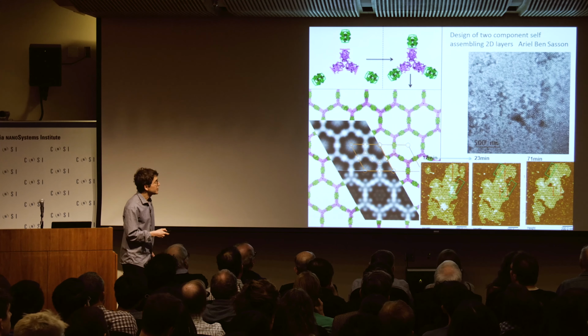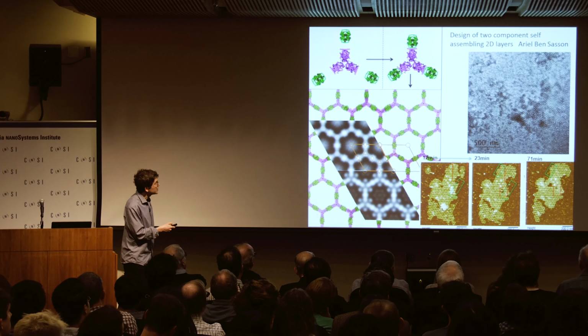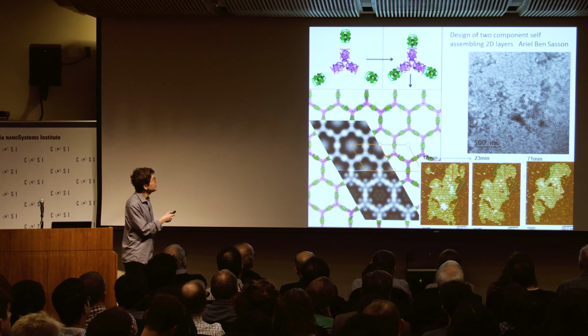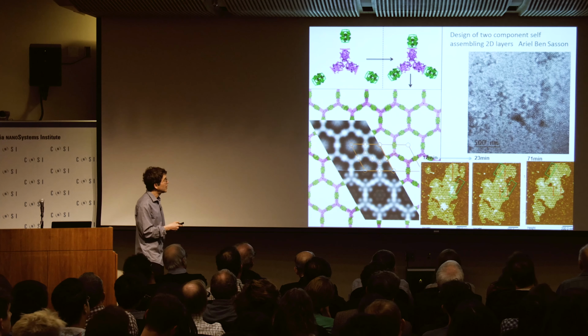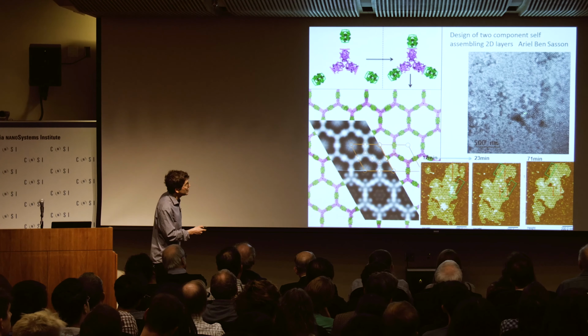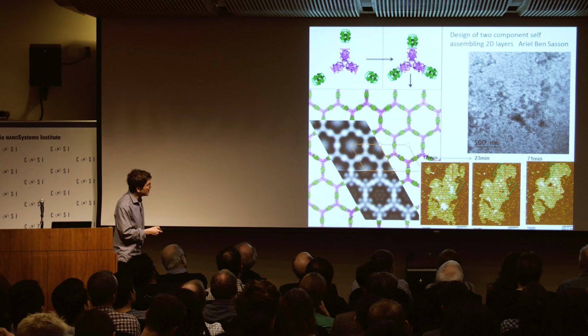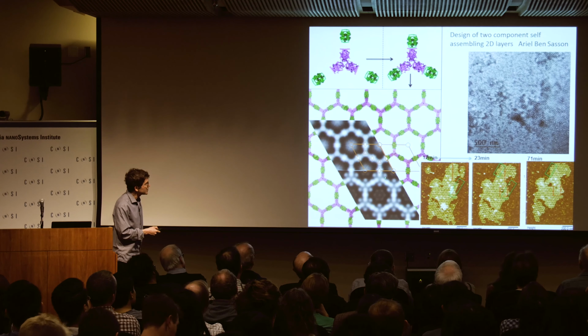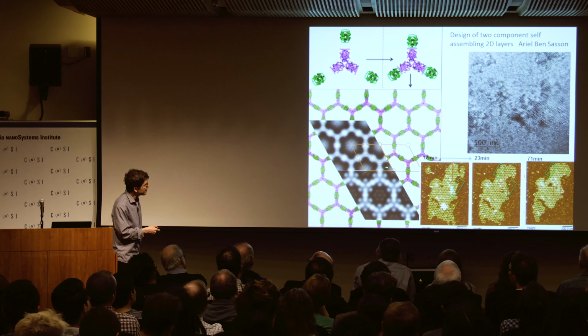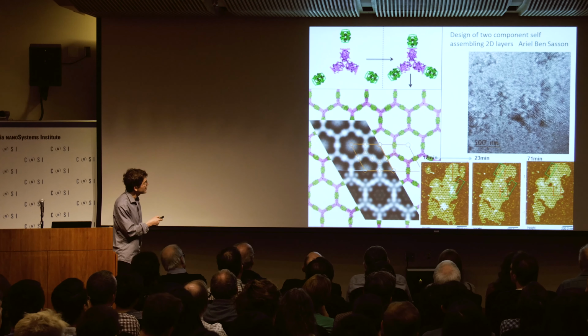Now in two dimensions, this is an example. Here we have a magenta protein and a green protein that when you mix them together or express them both in E. coli form this extended hexagonal lattice. Justin's lab has solved the structure, and you see it here, it overlaps almost exactly with the computational design model.